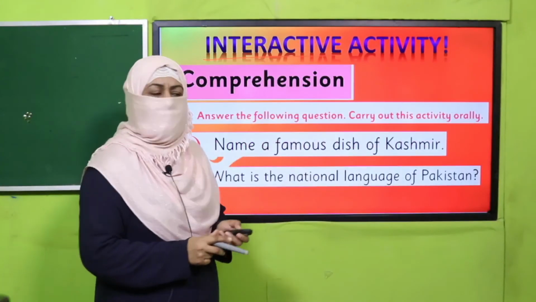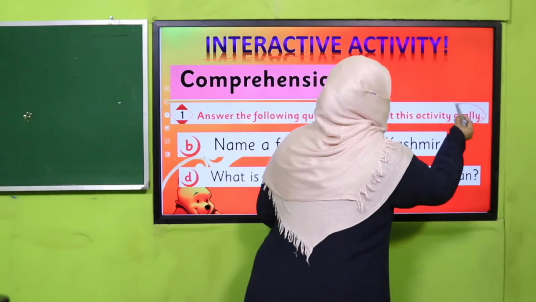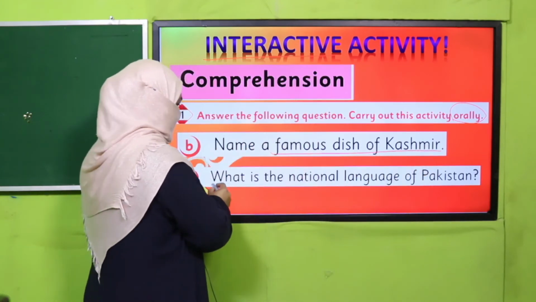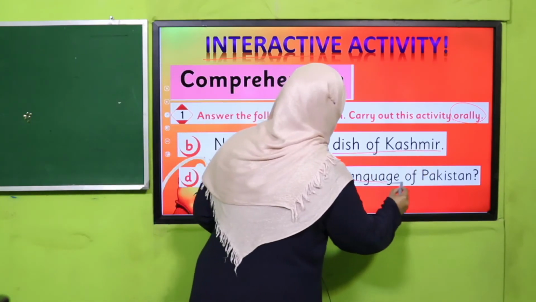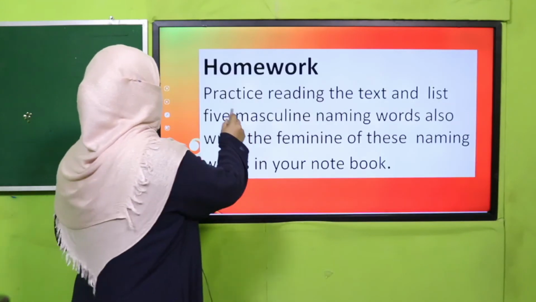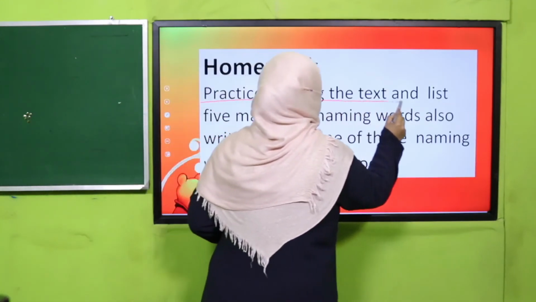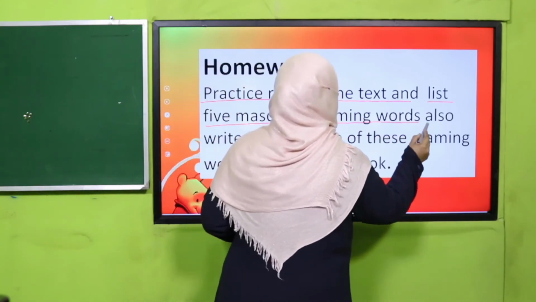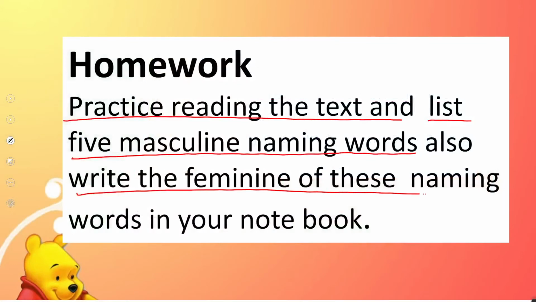Yes, my dear children, are you done with it? You mentioned many famous dishes of Kashmir. Very good. And you know the national language of Pakistan is Urdu. So here I am giving you homework. Again, you will practice reading the text and list 5 masculine naming words from it and also write the feminine of these naming words in your notebook.